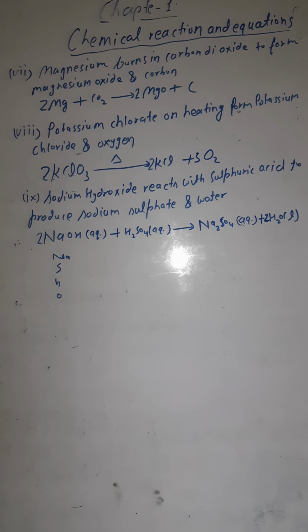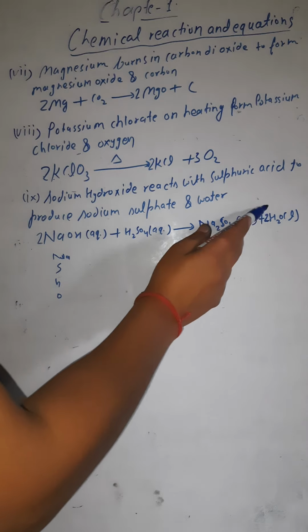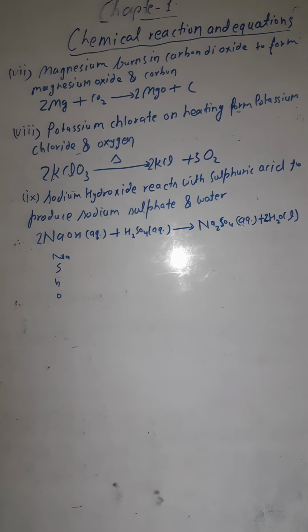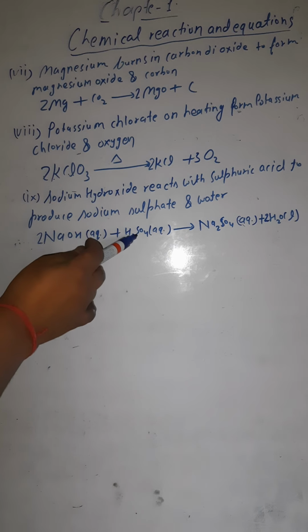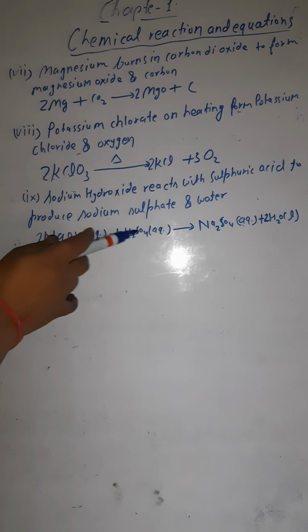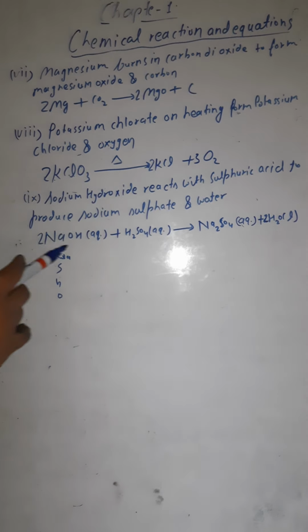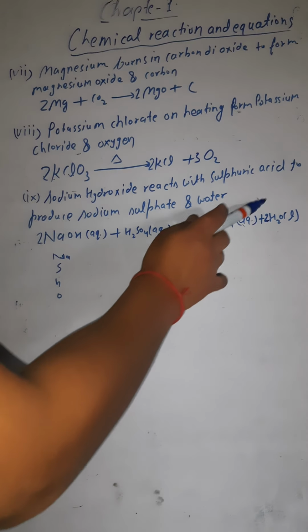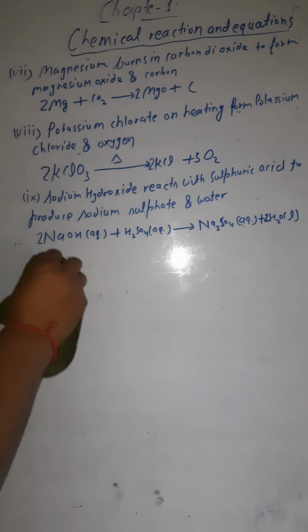Okay, now let's check oxygen. 2 atoms of oxygen here and 4 there, so 4 plus 2, 6 oxygen atoms on the reactant side, and on the product side, 4 plus 2, 6 oxygen atoms are there also. I think all have been balanced now. If you check again, yes, sodium 2, sulfur 1, very good. Hydrogen 2 plus 2, 4, and 4. Oxygen 6 and 6. So this was your 9th question.